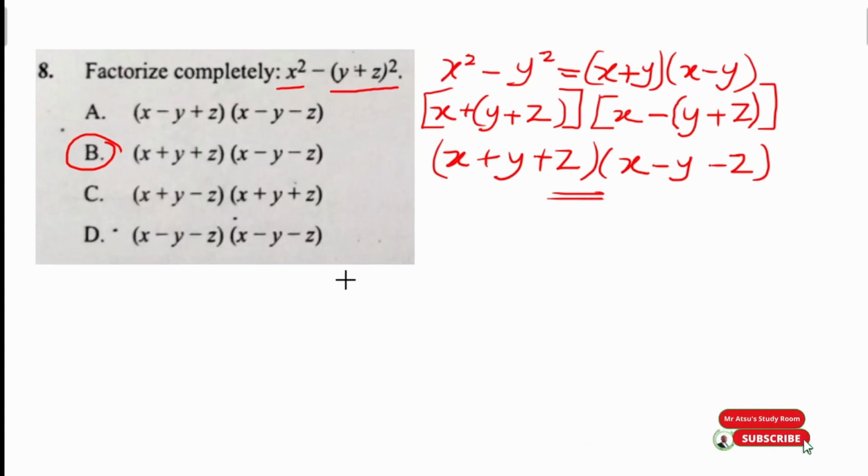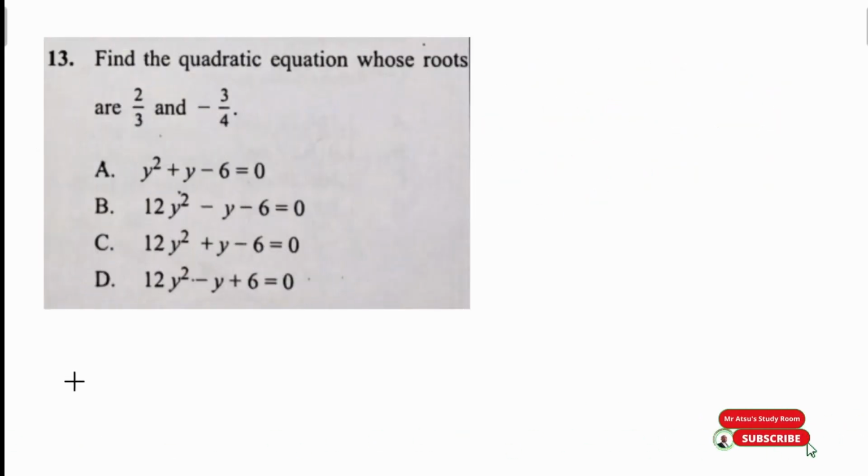Now let's take question 13. Question 13 is asking us to find the quadratic equation whose roots are 2/3 and -3/4. There are a number of ways we can quickly do this, but I'll use two of them that I think are very quick. The first one will be for us to write each of the roots as an equation of y, looking at the fact that all the possible answers are in y.